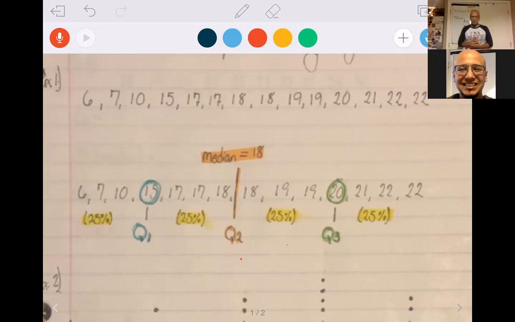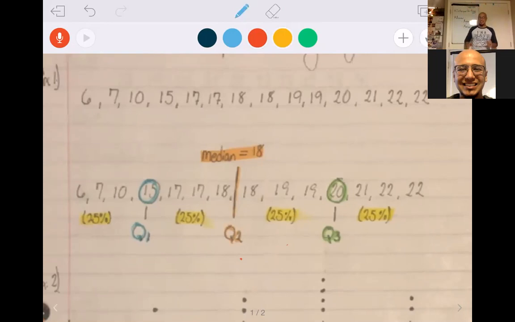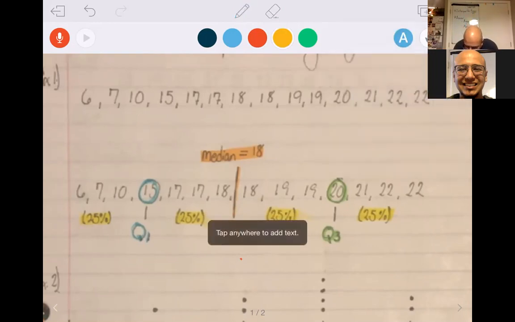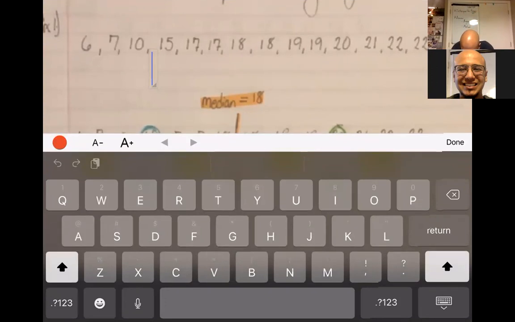Yes, I'll get to that in a second. Now, another thing I want you to notice here is even when we talk about the word interquartile. In fact, let me write that down really quick. Interquartile.